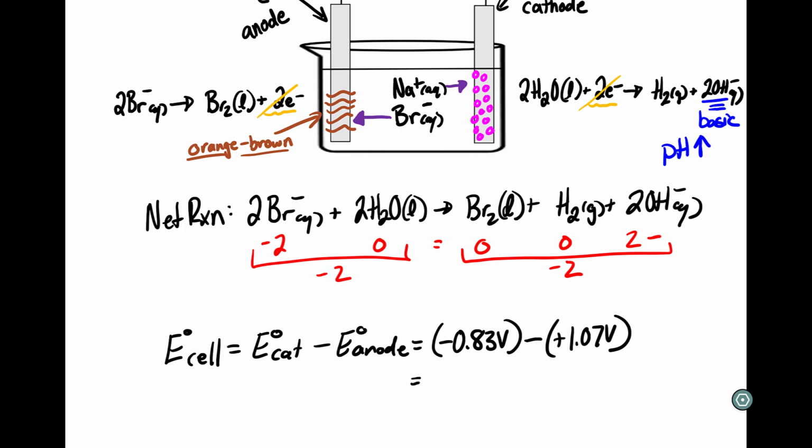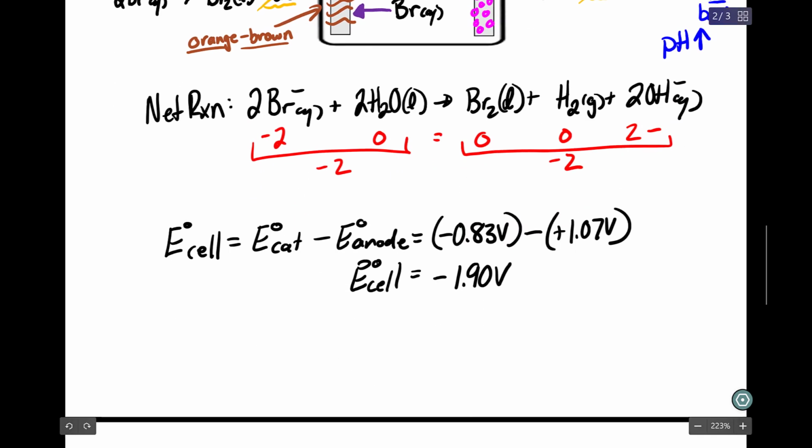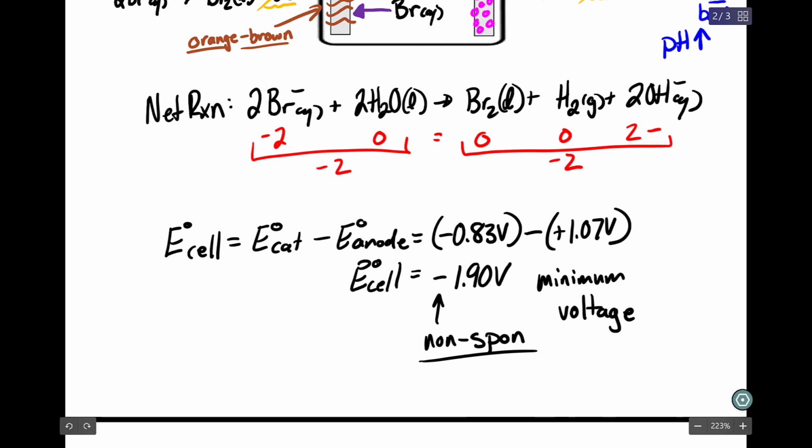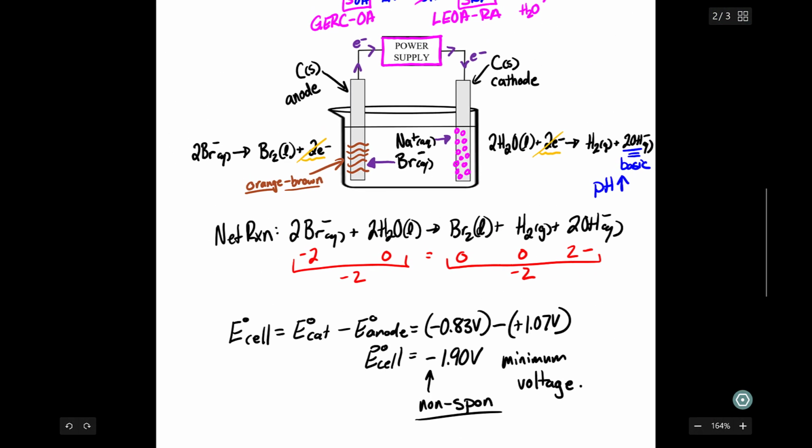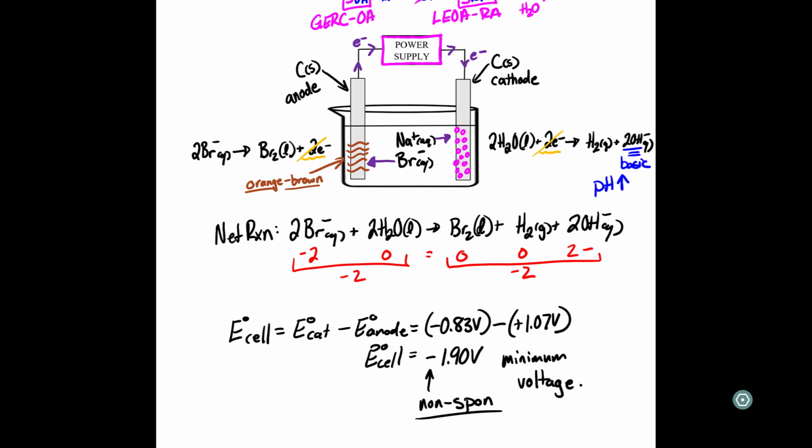And when I do that, I get a total of a negative 1.90 volts. Again, I have a negative value here because it is non-spontaneous. And so this would be called the minimum voltage to get this reaction to occur. So stepping back from the question, those are all the things that you could be asked to do in solving for this electrolytic cell.